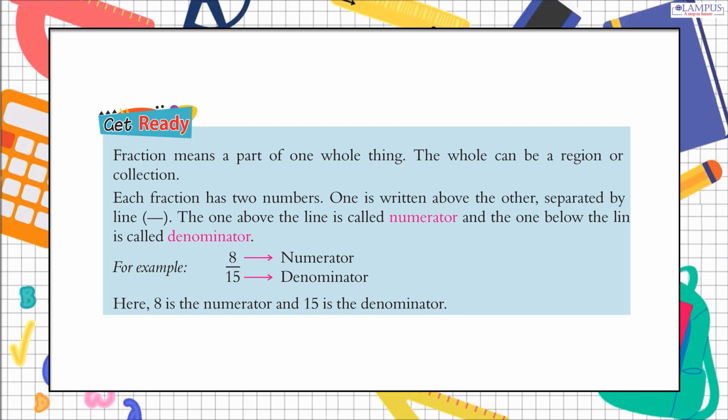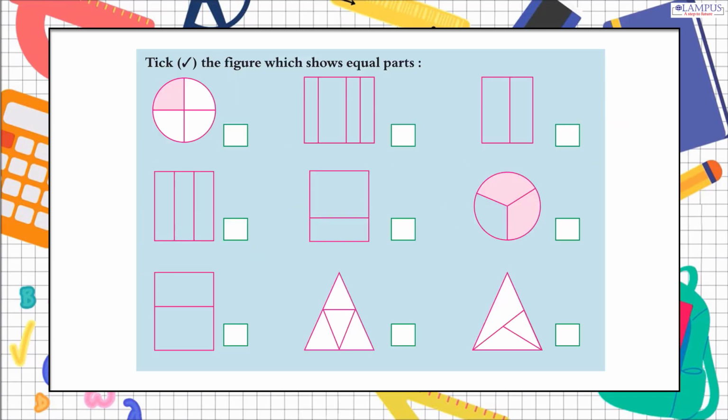Each fraction has two numbers. One is written above the other, separated by a line. The one above the line is called numerator, and the one below the line is called denominator. For example, 8 by 15. Here, 8 is the numerator and 15 is the denominator. Tick the figure which shows equal parts.